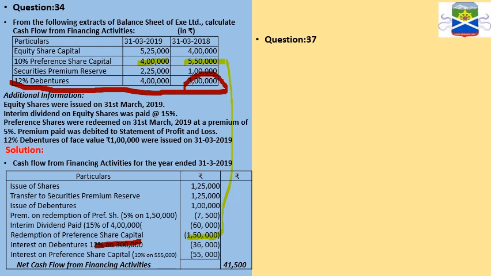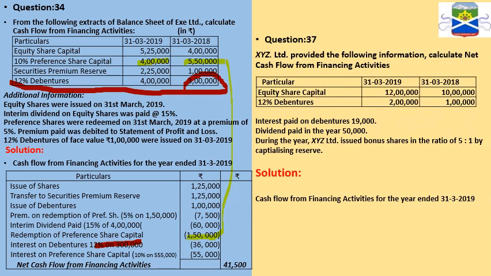Always remember, students, that it will be calculated on the basis of the opening figure, and while we are calculating you have to remember it. So by doing all these plus minus, we'll have the positive figure, that is 41,500, that is your cash flow from financing activities.